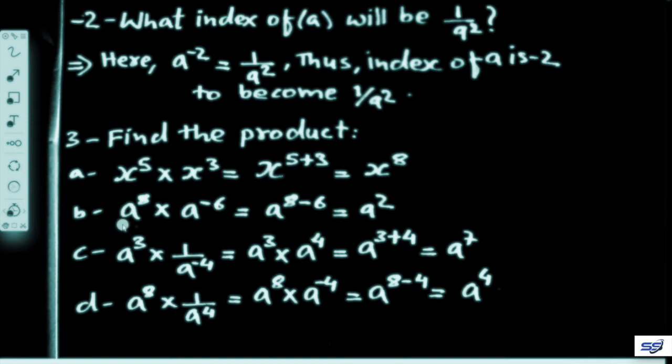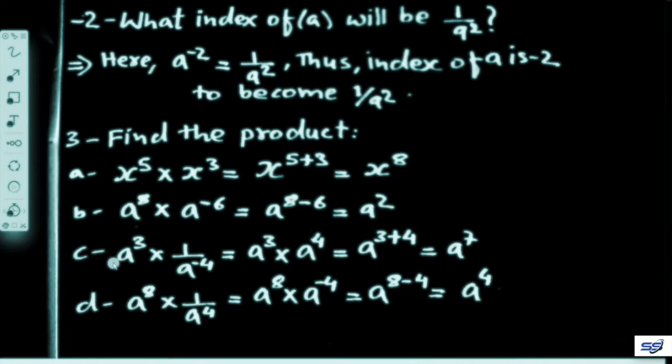b) a power 8 into a power minus 6. Here also it is multiplication, so the powers shall be added again. The base is the same, a, and the powers are added. It means 8 and 6 has a minus sign in front, so 8 minus 6 equals 2, equal to a square. It means a power 2.